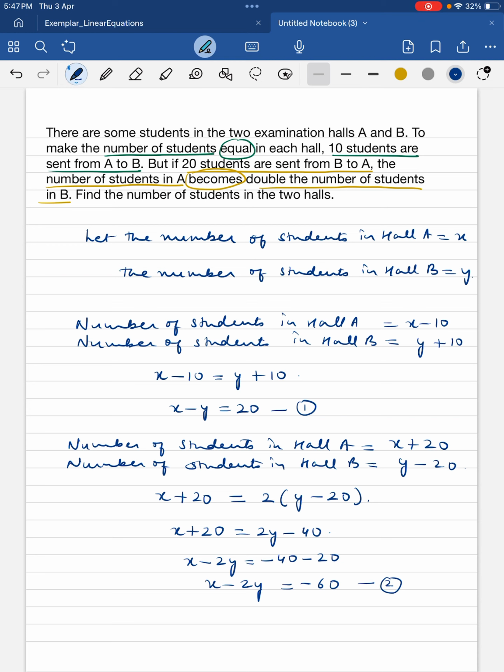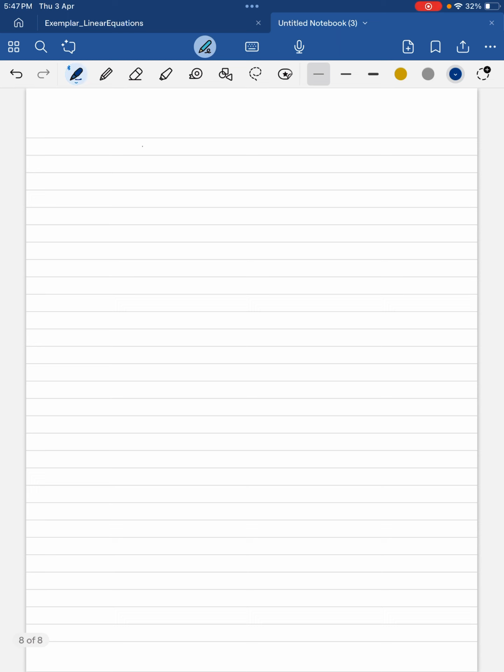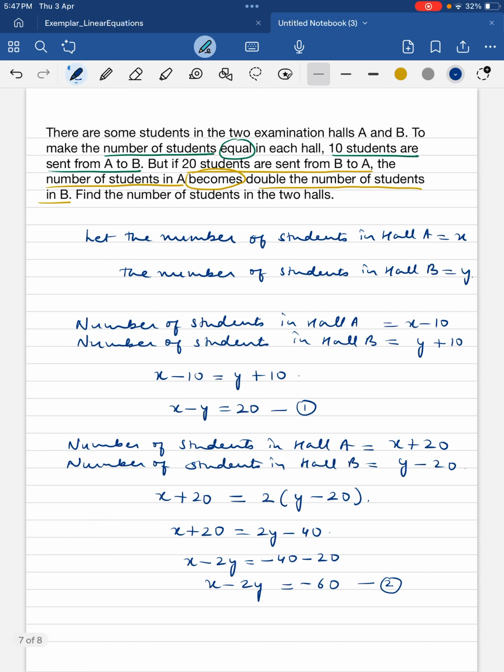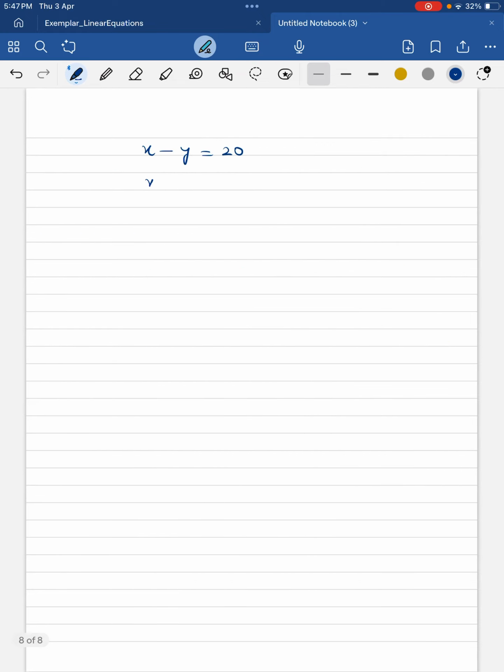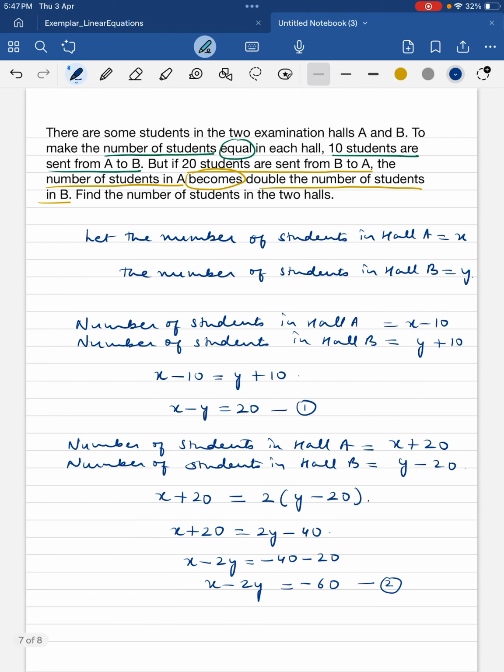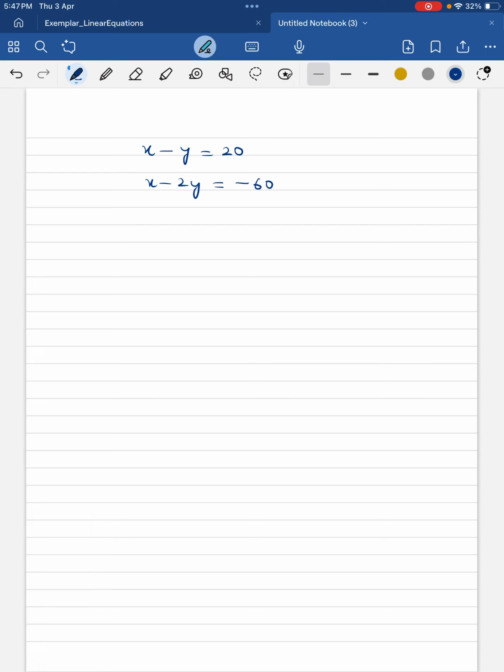Now we could solve the two equations either by substitution method or by elimination method. So let me just copy out the two linear equations. X minus Y equal to 20 was my first linear equation and X minus 2Y is equal to negative 60 is my second linear equation. From 1, I'm finding the value of X. So X will become 20 plus Y, which I'm numbering as my third equation.